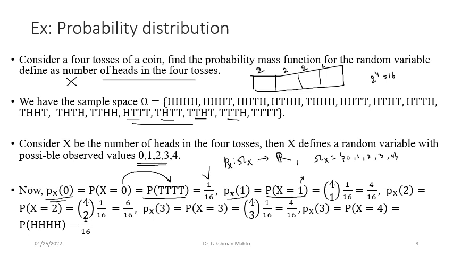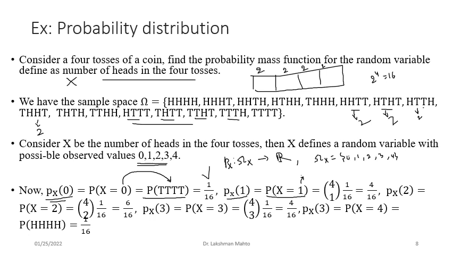Likewise, the value of the probability mass function at x equal to 2 is defined as the probability that x is observing value 2, which means 2 heads. How many outcomes have exactly 2 heads? We can observe these outcomes having 2 heads. This one is mapped to 2, this is mapped to 2, this is mapped to 2, and this one is also mapped to 2. So there are 4 outcomes, and the value of the probability mass function at 2 would be 1 by 16 added 4 times, so 4 by 16 comes here.